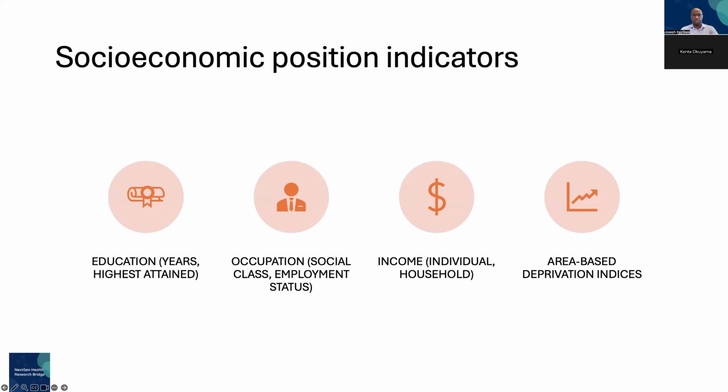When you look at the financial status of someone, we usually prefer to use wealth because income can be deceptive in some cases. And then lastly, there are also aggregated measures that we could use, for example, area-based deprivation indices.